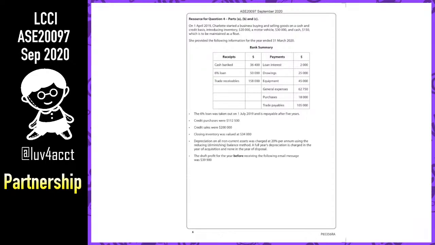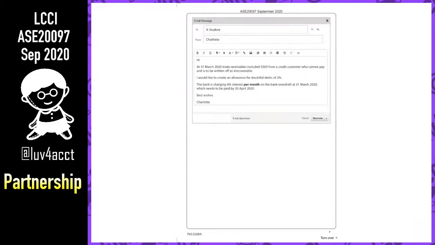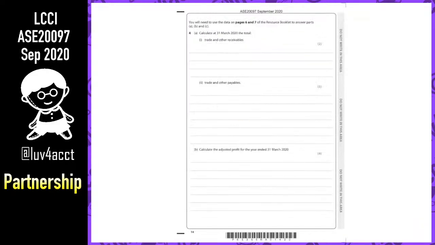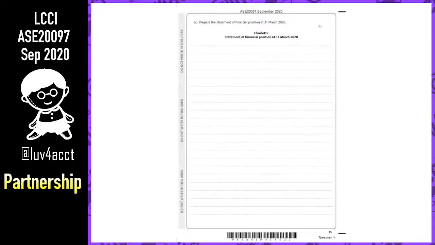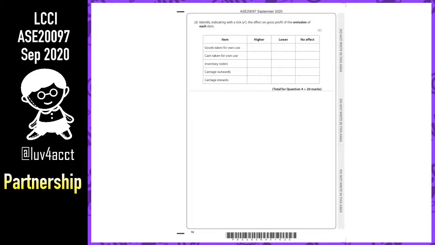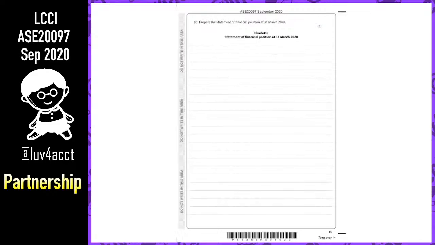Next one, after we have a break, we will work on single entry. So you can see this type of question. Single entry can also be the sole trader. So some information, and then you have to calculate these things, and then the statement of financial position, and then some identification questions.